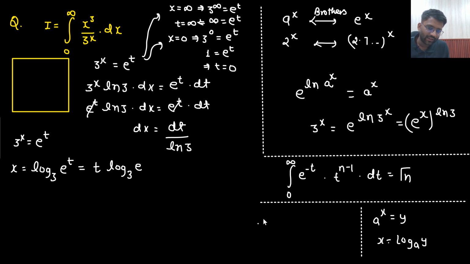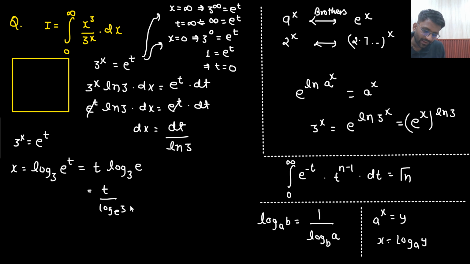One thing you would also know is that log base a b could be written as 1 by log base b a, just the base will be interchanged. So this could be written as t by ln 3. Why is that so? This will become t by log base e 3, and log base e 3 could be written as ln 3. So what is your x? X is simply coming out to be t by ln 3.